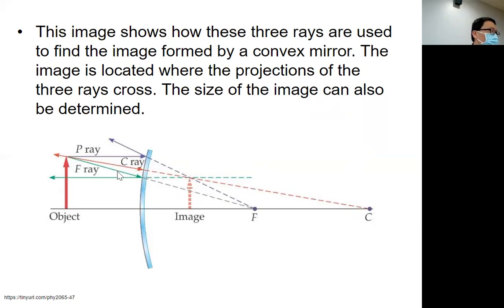Okay? The F ray appears to go through the focal point, but it will be reflected in the direction parallel to the axis, exiting backward. You can pick any of those three principal rays to locate your image, because two lines will determine a point. All right.